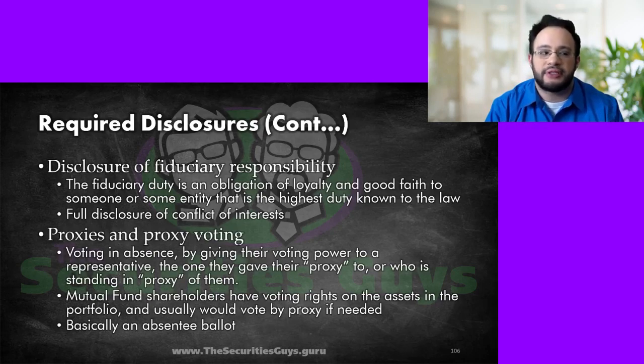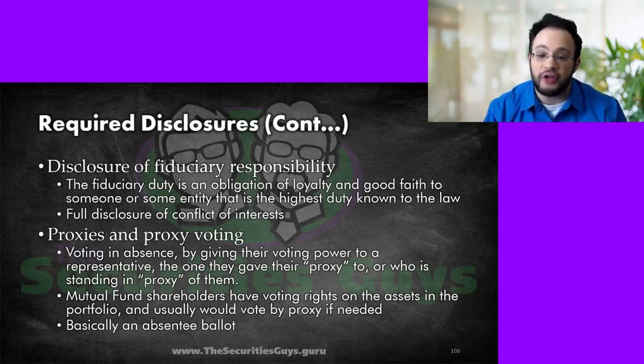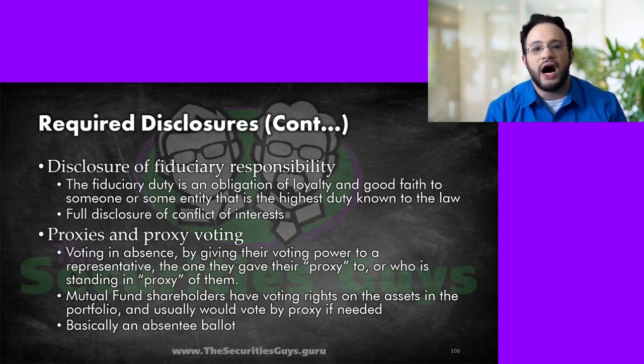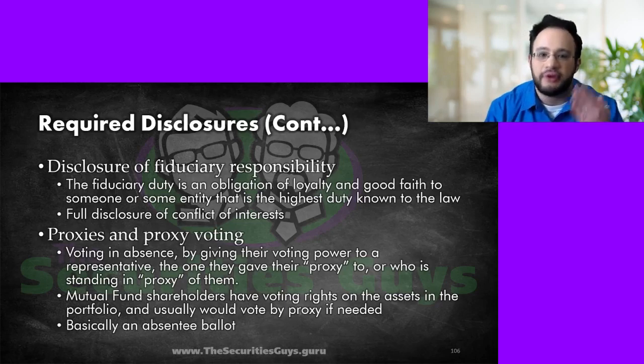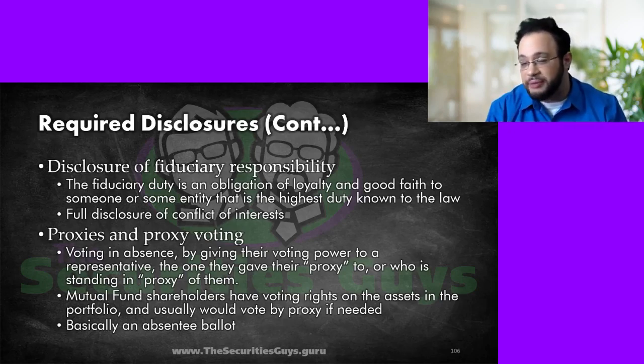Proxies and proxy voting. That's voting in absentia. By giving their voting power to a representative, to someone else, they're giving their proxy, or who is standing in proxy of them. Mutual fund shareholders have voting rights on the assets in the portfolio. They have voting rights on all securities held within the portfolio. They own an undivided interest. They have those shares. They generally vote on them by proxy, if at all. Many people don't bother voting.